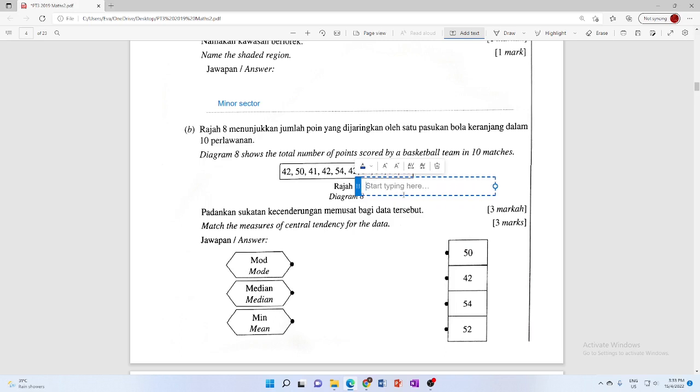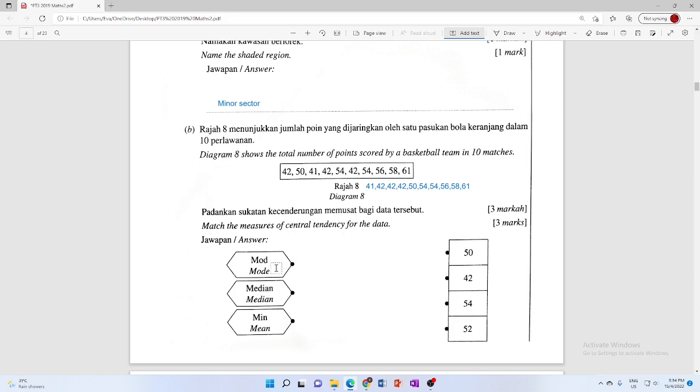Start from the smallest number, 41, and 42. Yeah, 2, 43, 42, 50, 54. Yeah, 2, 54, 56, 58, 61. Those are arranged in ascending order.